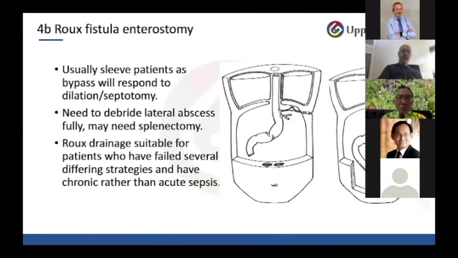And if surgery is required in these patients, my preference is roux fistula enterostomy rather than radical resection surgery. The patients have asked for a sleeve, they want a sleeve, they don't want a bypass, they don't want a total gastrectomy. If you perform a roux enterostomy, other options, including conversion to bypass or total gastrectomy, are still available to you. If you've done a total gastrectomy, then you can't go back.